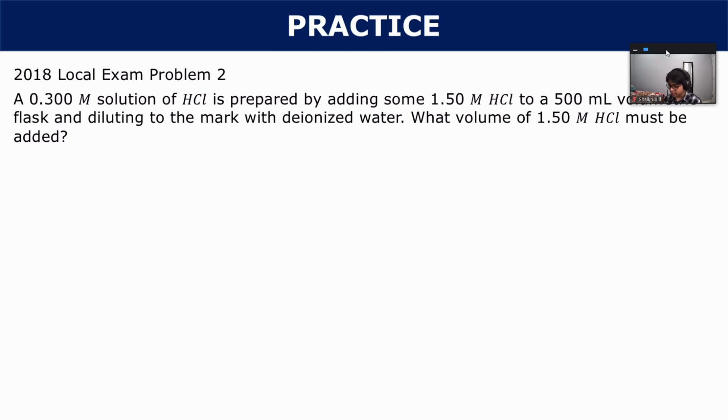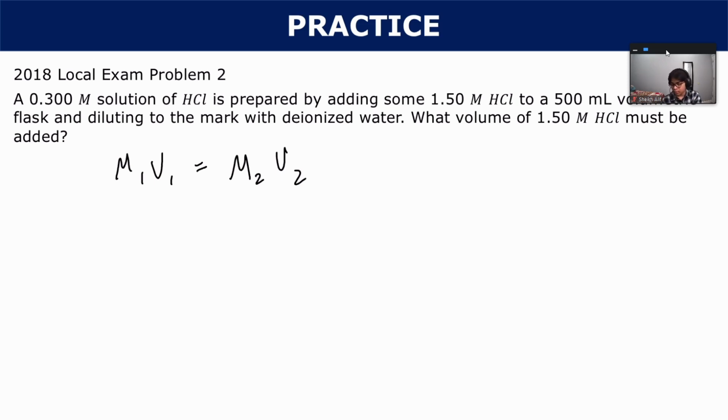A second question: a 0.3 molar solution of hydrochloric acid is prepared by adding some 1.50 molar hydrochloric acid to a 500 milliliter volumetric flask and diluting to the mark with deionized water. What volume of 1.50 molar hydrochloric acid must be added? It seems like there's a lot going on in this question, but if you break it down to the fundamentals, you can see that this is just a dilution question. And so our best friend for dilution questions is the equation M1 times V1 equals M2 times V2.